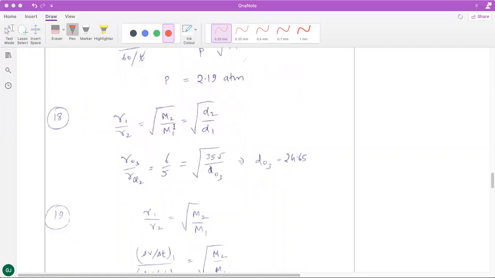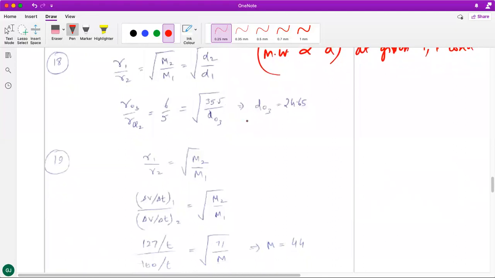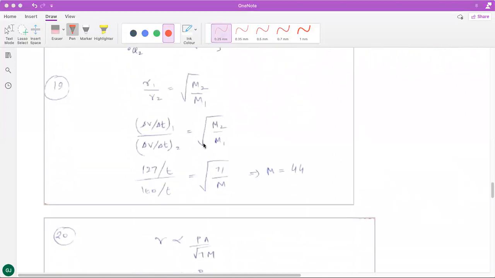Then in the 18th question, as I said, the molecular weight of a gas is directly proportional to the density, at given temperature and pressure conditions. Since nothing is mentioned about temperature and pressure conditions, we take them to be constant, and as a result, we can write the ratio of the rates to be inversely proportional to the square root of the density as well. So you substitute the data and get the density of ozone gas. Then the 19th question, again, nothing mentioned about pressure and temperature. So you take the dependency of rate of diffusion on the inverse of square root of molecular weight, and then you substitute the results directly.